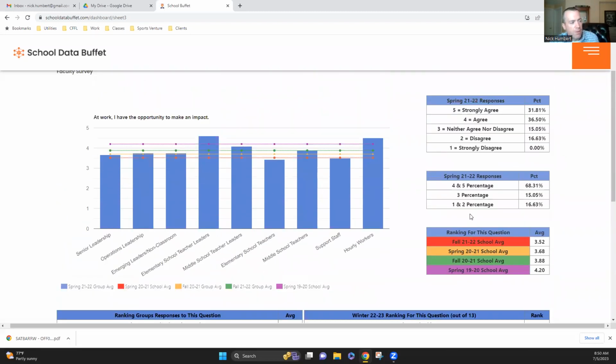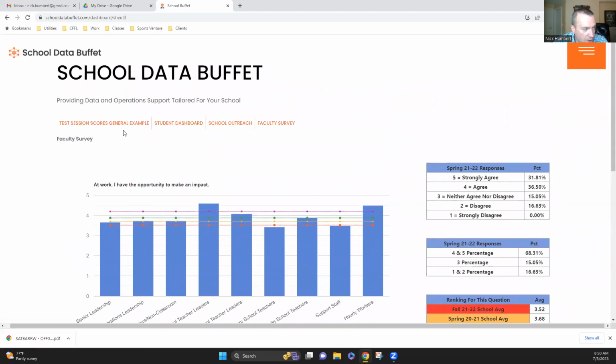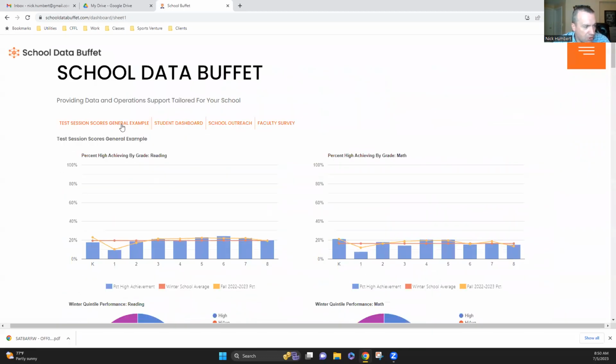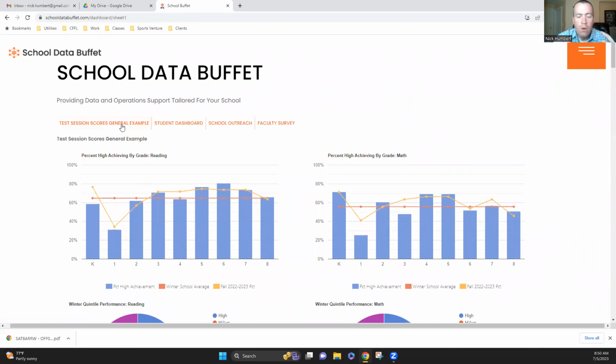So again, it's not so much the content here as just showing you what is possible. And no two schools have exactly the same data that they prioritize or capture. So really the goal here is to show you that anything that you want to capture certainly can take place.